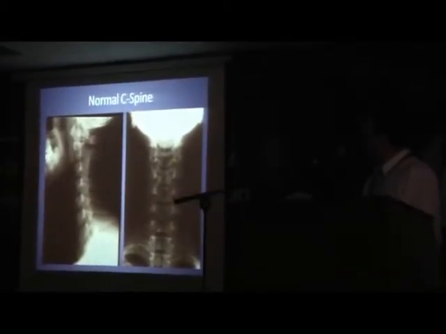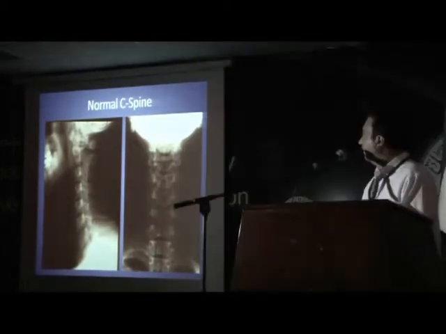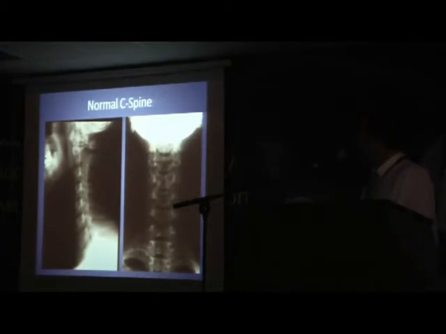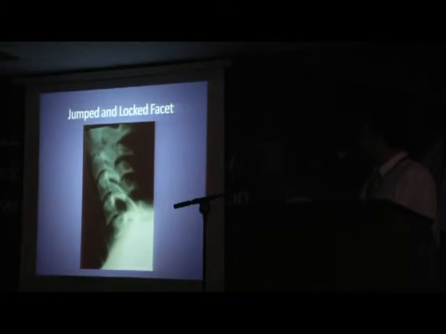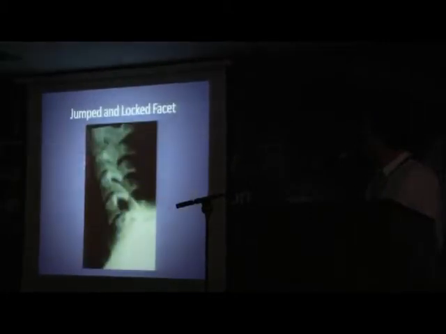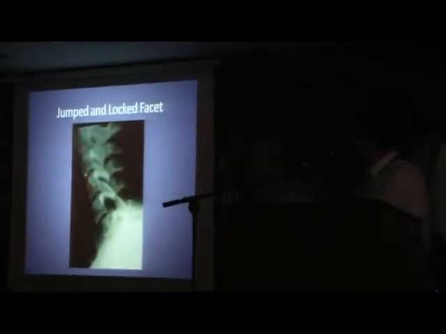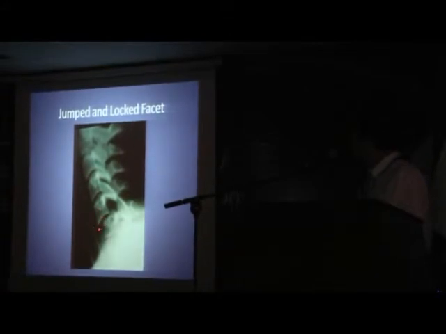It should show from C1 through T1 in a normal X-ray. As you can see here, the alignment is fine until we get to C5, and then you see a step off here. This tells you there's subluxation. In a setting of trauma, you have to assume there's a fracture or a jump facet.